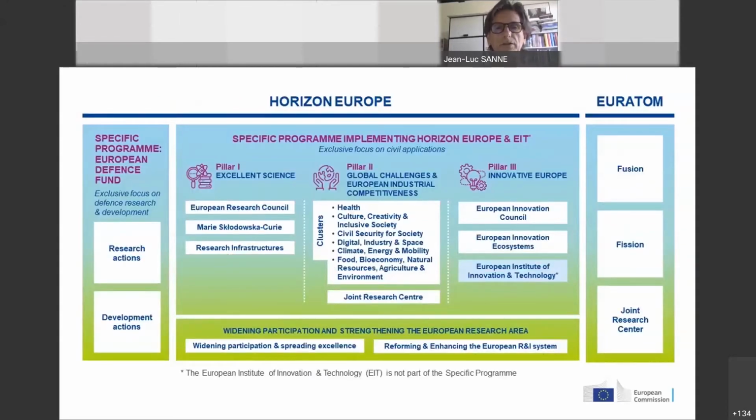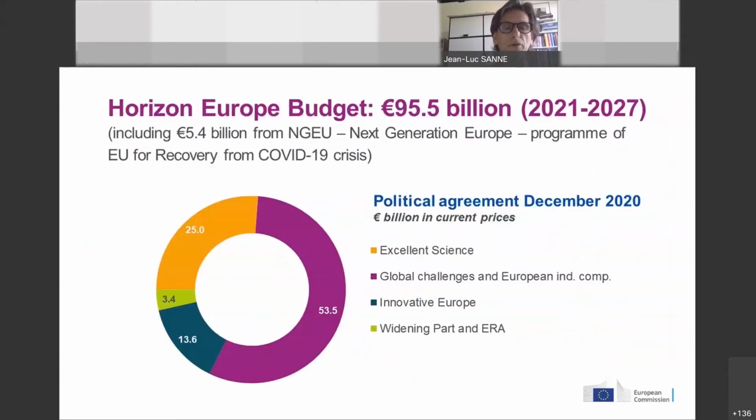If you forget what is on the sides and concentrate on the main box in the middle, you have pillar 1 on excellence science, pillar 2 on global challenges, and pillar 3 on innovative Europe. Before I go further, I would like to mention that these pillars are not fully balanced. Pillar 2 takes about half of the 95.5 billion for a period of 7 years. Pillar 1, a quarter of it, and a bit less for the third pillar. And there is some money dedicated to ERA, which is a horizontal activity.